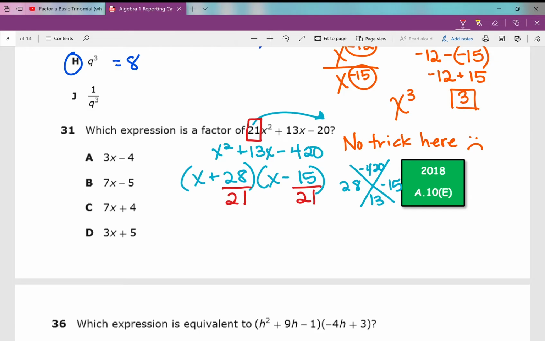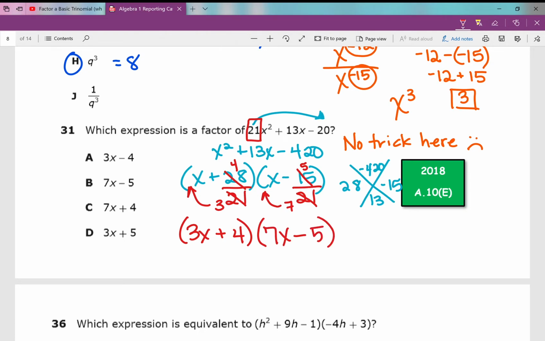So now you've got these fractions right here that we're going to simplify. 28 over 21, I can divide by 7. So that's my common factor. So I get 4 over 3, and then I slide that in front. That becomes 3x plus 4. 15 over 21, I can also divide by 3, and I get 5 over 7. So I'm going to slide that in front: 7x minus 5. Which one of these is a factor?